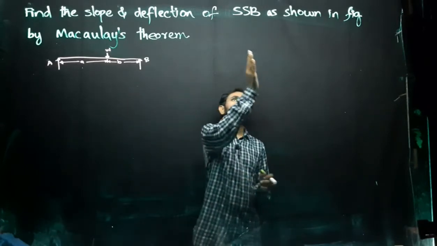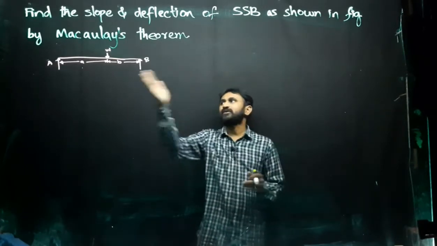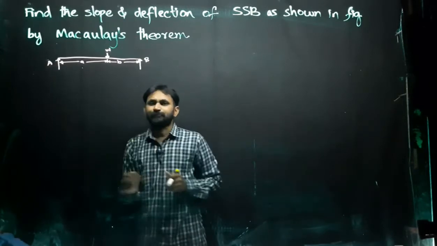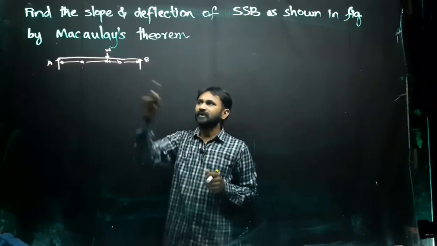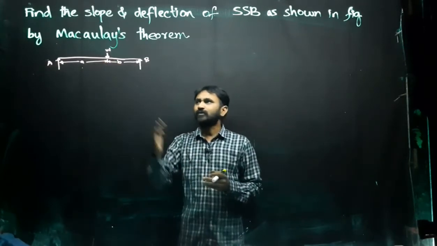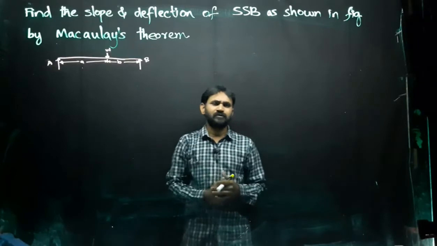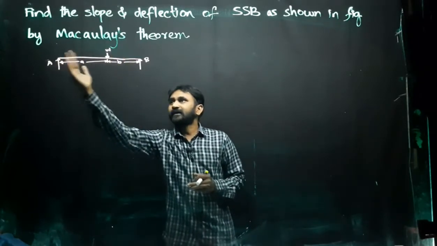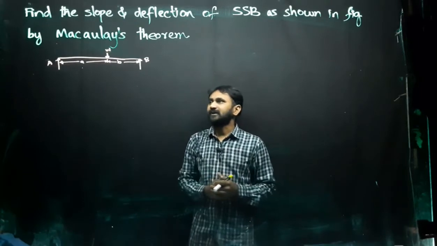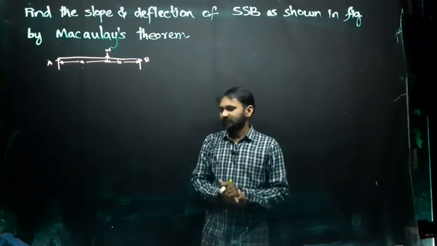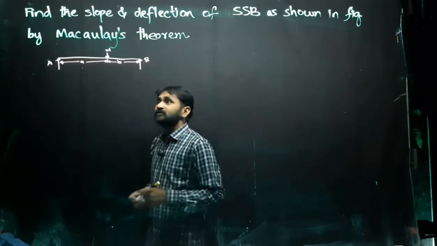Find the slope and deflection of a simply supported beam as shown in the figure by using Macaulay's method theorem. So this is my beam. It's a simply supported beam, but the load is not acting at the center. In the previous classes we have seen the load acting at the center, and we have solved the slope and deflection for that. If the load is acting away from the center axis, then how the slope and deflection should be, we have to find out in this class. Now let's solve our problem.